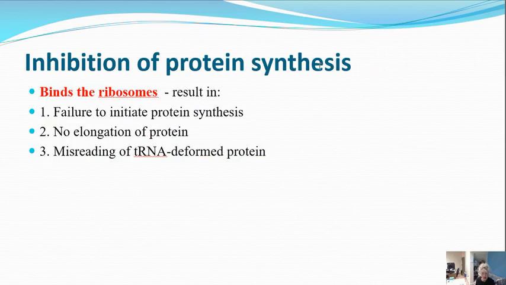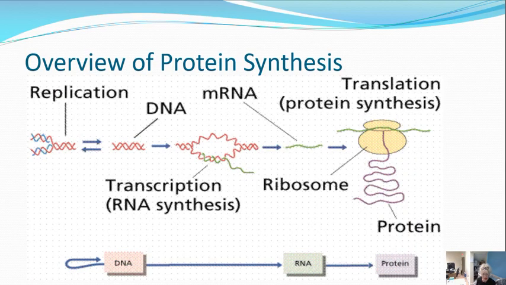Inhibition of protein synthesis. This binds the ribosomes. It results in failure to initiate protein synthesis, no elongation of the protein, and causes a misreading of transfer RNA, producing a deformed protein. Boom, bacteria dies. I don't know, I'm partial to these inhibition of protein synthesis drugs. I guess because they're so efficacious.